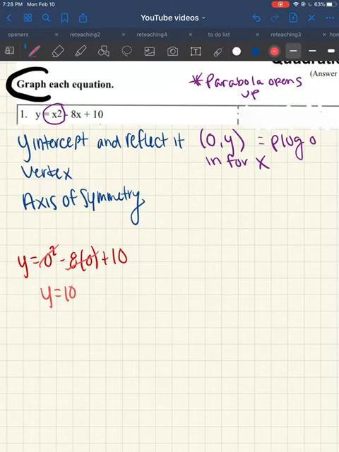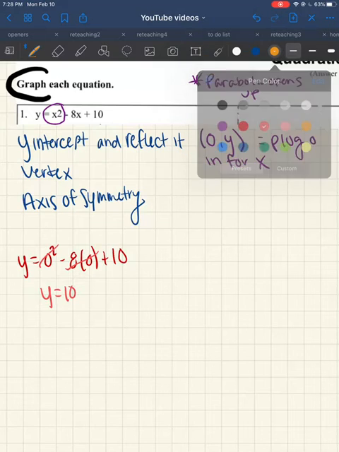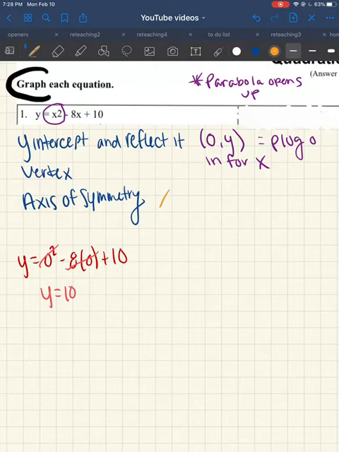To get my vertex, let's start with axis of symmetry first. Axis of symmetry is going to be x equals negative b over 2a. Axis of symmetry is also when we have a parabola, and if I were to fold that parabola, the line in the middle would be my axis of symmetry. So, the axis of symmetry gives you an x for the vertex, and then a y. You need to plug that x back into the equation.